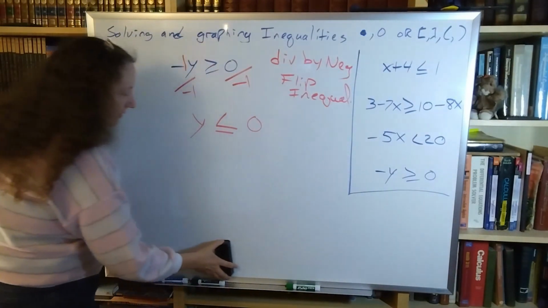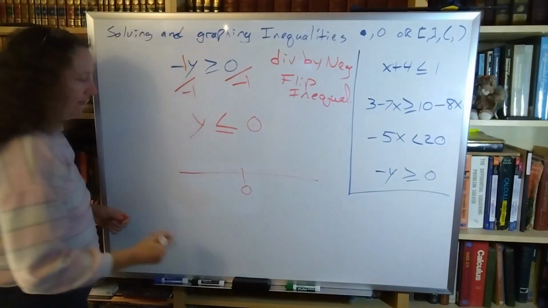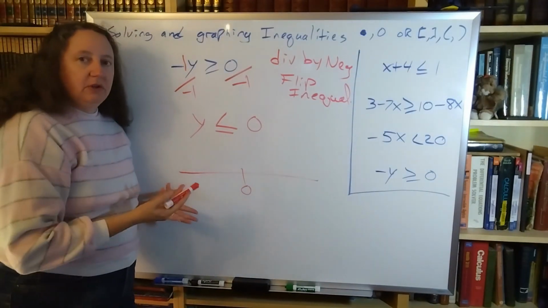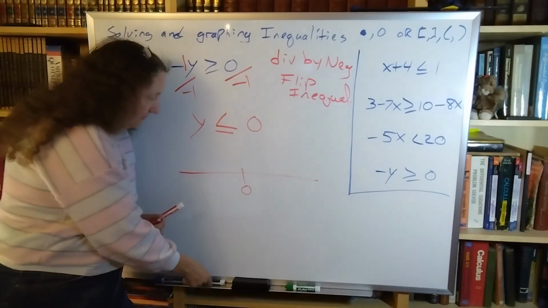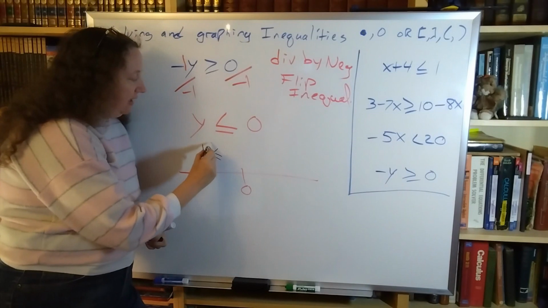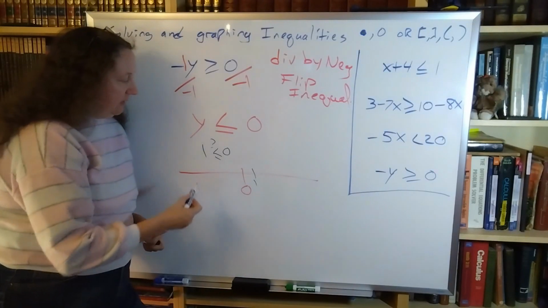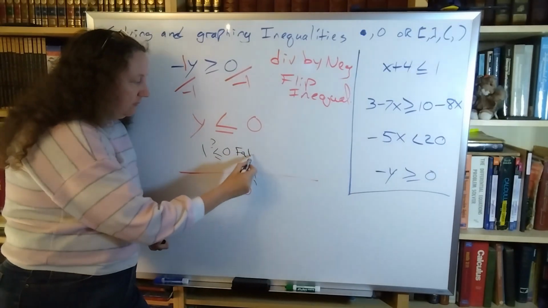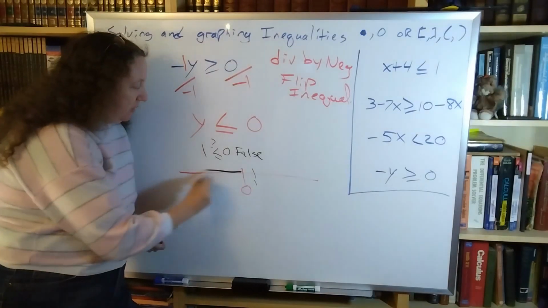So now I get to graph that. I have my number line, I have 0, and this one I can't compare to 0 to tell me which direction to go because 0 is my starting point. So I have to compare it to something else. So I'm going to try 1. Is 1 less than or equal to 0? So I'm looking at 1 here. The answer for this, 1 is not, so that's false. So that tells me I have to go away from 1. So I go in that direction.